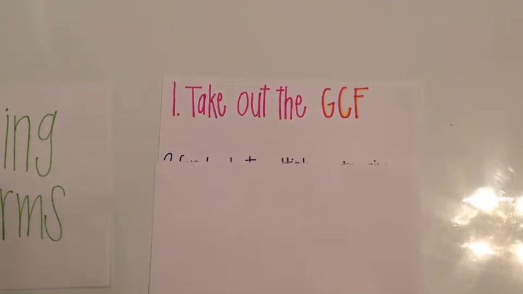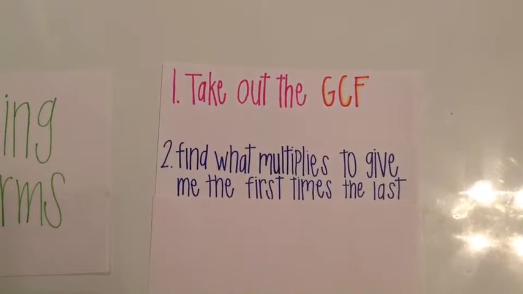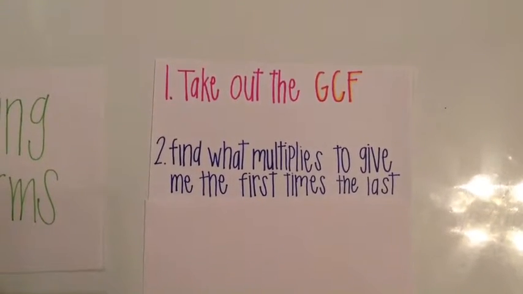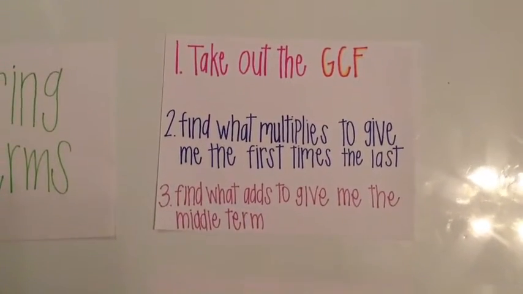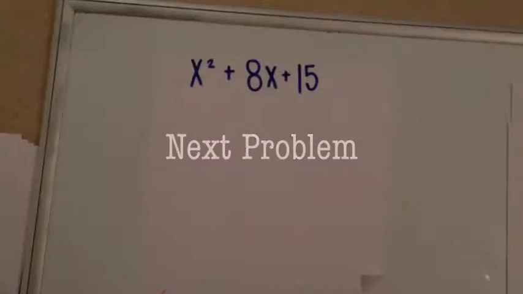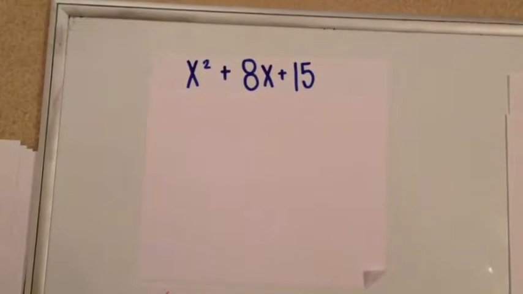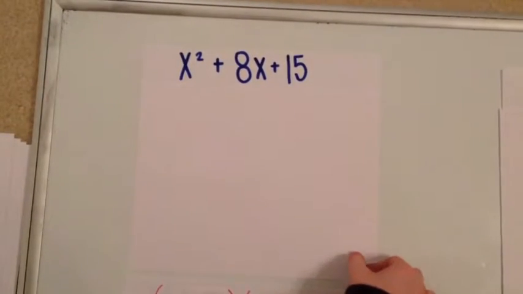The next step is to find what multiplies to give me the first times the last. And the final step is to find what adds to give me the middle term. Let's begin with an example. Our first problem is x squared plus 8x plus 15.